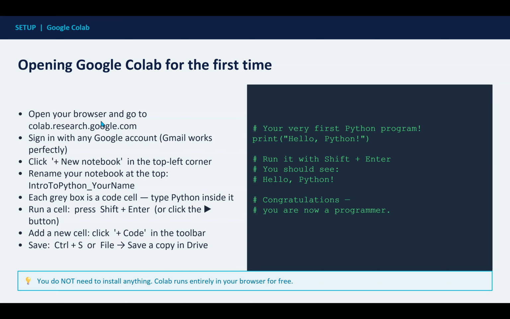Now, open your browser and go to colab.research.google.com, sign in with the Google account, click plus notebook, rename your notebook to intro_to_Python_your_name, and then each gray box is where you put your code, type Python inside it. To run a cell, you just press either Shift and Enter, that's a shortcut, or you can press the play button. I'll most probably be using the play button so that you can see this happening.